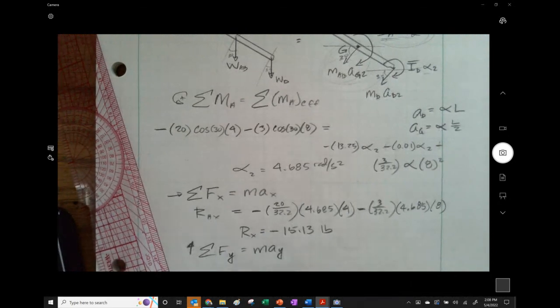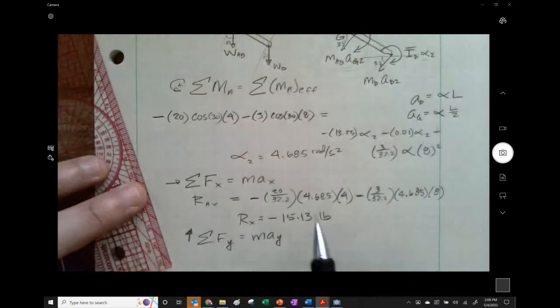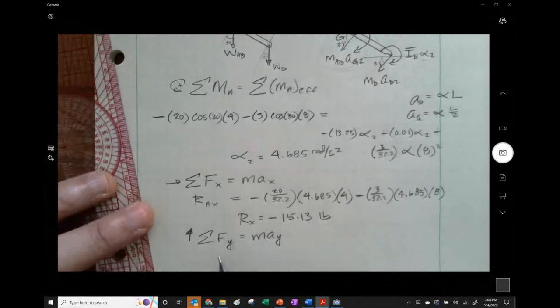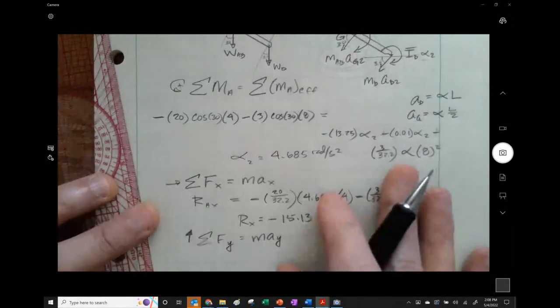And then do the sum of the forces in the y direction equals mass times acceleration in the y direction. I wonder if anybody's still here. I haven't checked. All right.